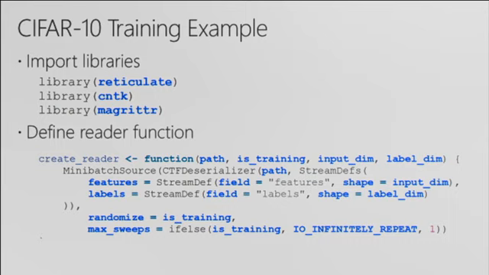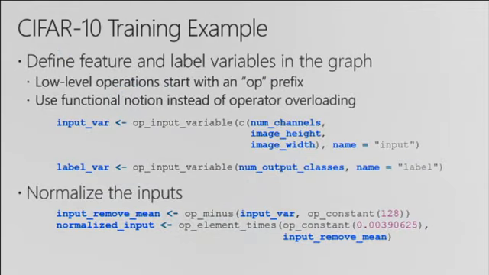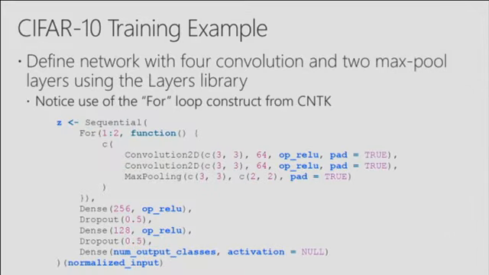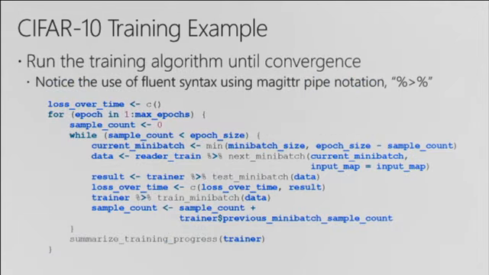Just to give you an example, this is a CIFAR-10 training example. So you import a bunch of libraries, and then the reader can be defined. This is all R syntax, very close to Python code, actually, if you look at it. And you define features and variables, and you can normalize features. You can define a model. So this one is also very similar. Basically, convolution, max pooling, followed by dense, dropout, etc. And then you define a loss function, and then you can initialize the learning algorithm. So then you can run.